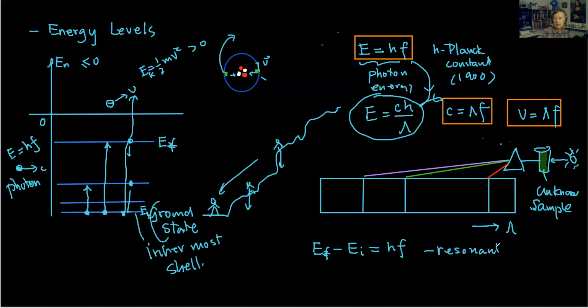Resonant absorption. Absorption condition. It's actually the energy conservation law. Do you agree? This is a photon, and this is the photon's energy. Do you agree? Yeah. It is transferred to the electron, so the electron can go up.